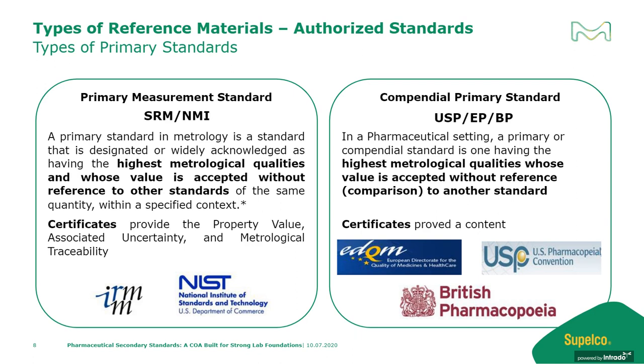In a pharmaceutical setting, a primary or compendial standard is, again, one having the highest metrological qualities whose value is accepted without reference or comparison to another standard. Compendial standards are also produced and supplied by official scientific organizations such as the EDQM in Europe, the US Pharmacopoeia, and the British Pharmacopoeia. These certificates, the compendial primary standards, routinely provide a content on their certificates.